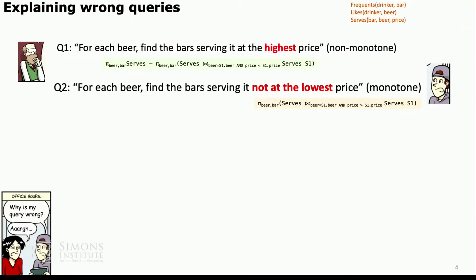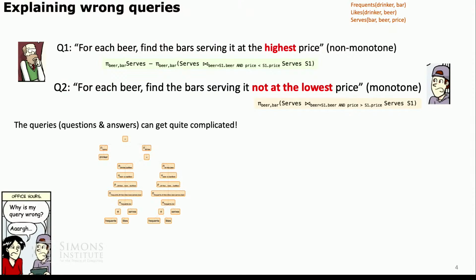So suppose you as an instructor have given this question: find the bar serving a beer at the highest price. But the student returns not at the lowest price. So your query is non-monotone, it requires a minus, and the student query is monotone. Now, how do you convince the student, as a TA or as an instructor, where their query went wrong?